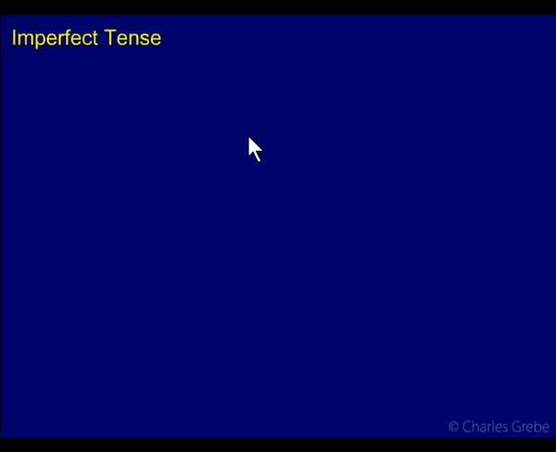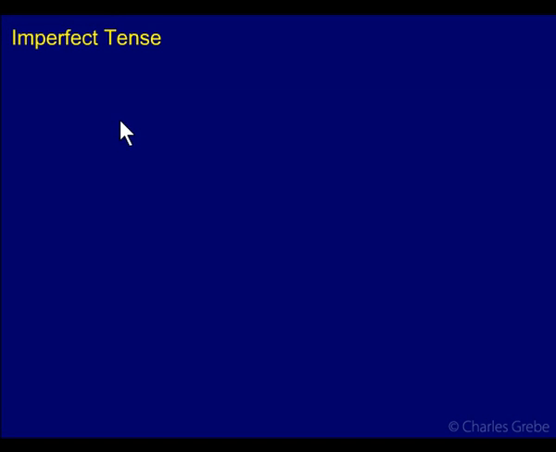Imperfect tense. Now we come to the module that introduces our second major tense in Hebrew. The first major tense is the perfect and the second is the imperfect. So obviously this is going to be something to memorize. This is one of the most important things in Hebrew to memorize.